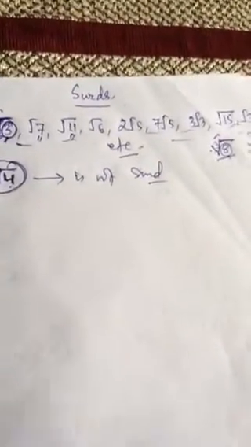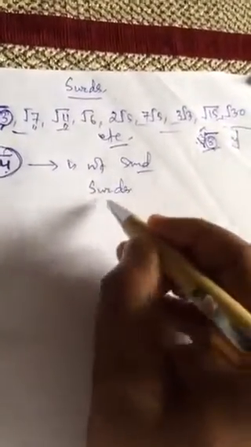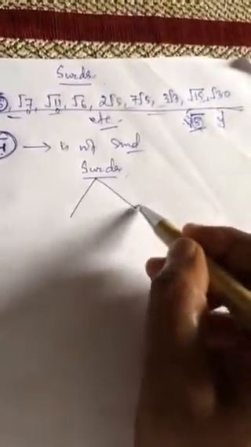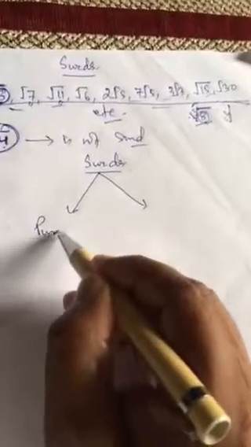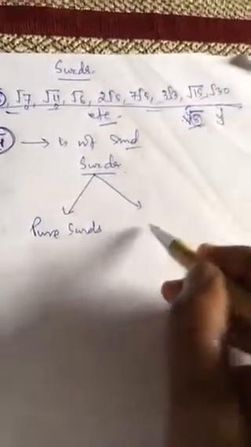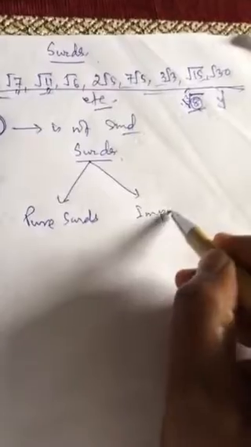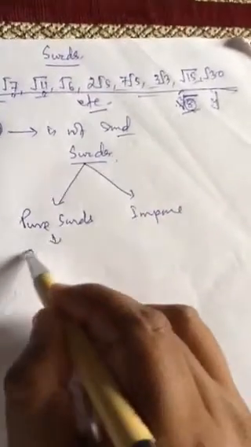So today our point is to discuss surds only. You may have problems, simple operations of surds, on how to operate with surds. I have just written some surds here. There are especially two types of surds. One is called pure surds, another is called impure. Pure surds are also known as simple surds.